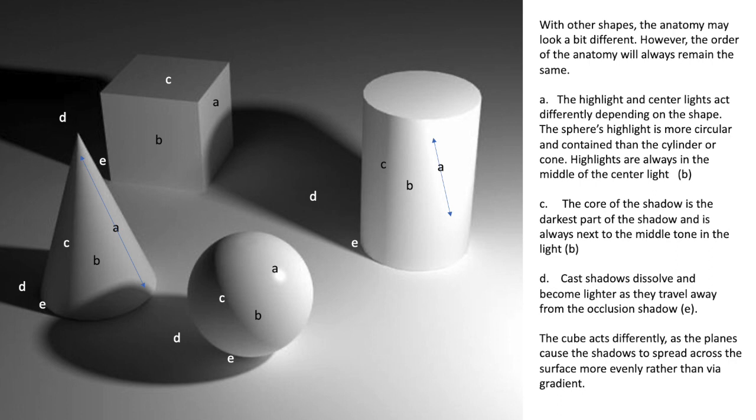Depending on the surface of an object, your highlight may or may not be as bright as you expect. On a duller surface, a highlight will be more diffuse than on a more reflective or shiny surface.